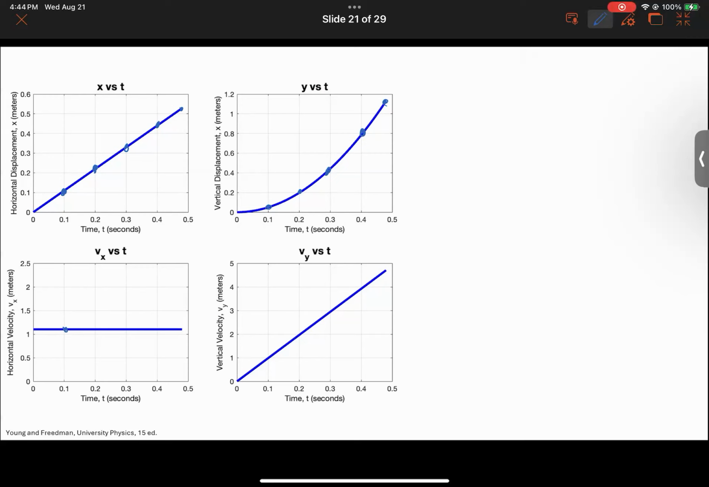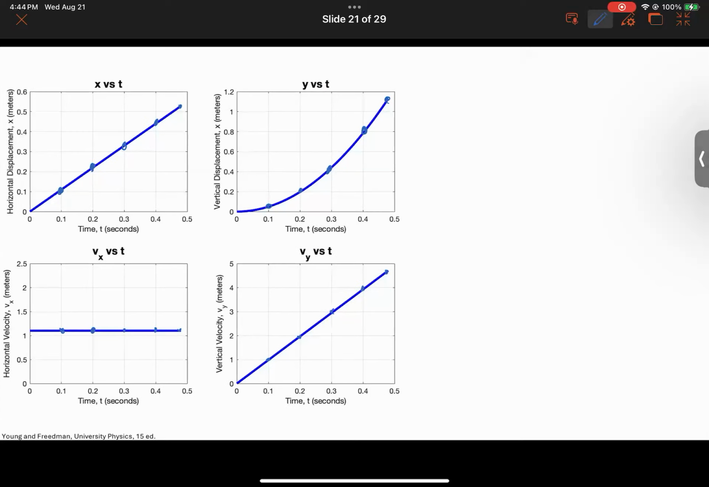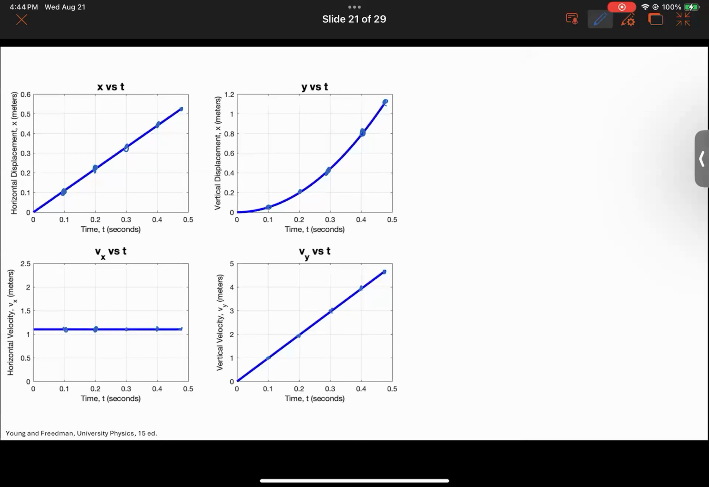Okay, then ganito yung para sa velocity along the x-axis and ganito yung velocity along the y-axis. Now, of course, we expect this to be linear, yung x versus t. Diba? Kasi nga ang expression is x equals x naught plus v naught x t. And yung y is parabolic kasi y is equal to y naught plus v naught y t. Okay, minus 1/2 gt squared.